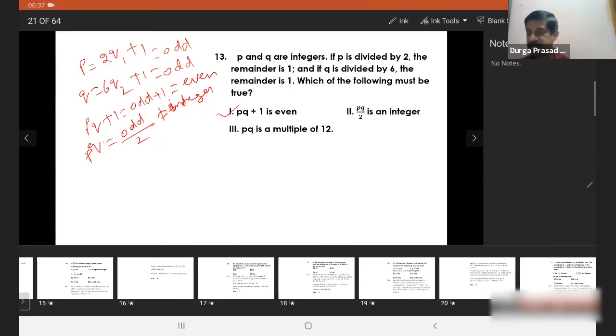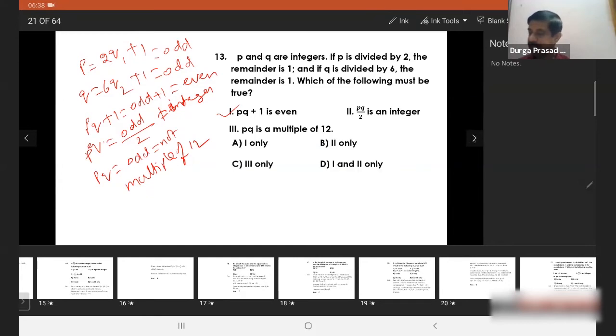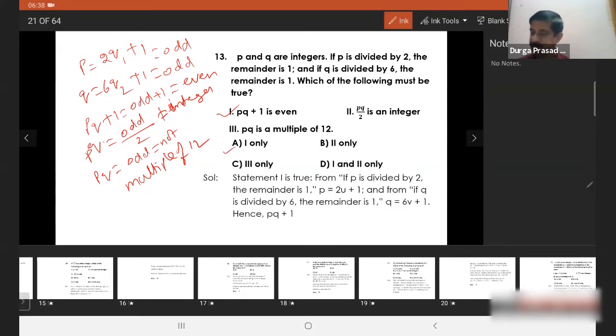PQ is a multiple of 12? No, PQ is odd, we are getting. So not a multiple of 12. So only option 1 is right. So only option A. Please note it fast, quick. Okay.